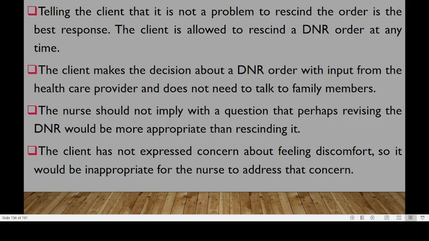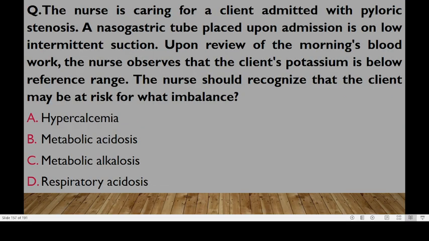The client makes the decisions about the do not resuscitate order with input from the healthcare provider and does not need to talk to family members. The nurse should not imply a question that perhaps revising the do not resuscitate order will be more appropriate than rescinding it. The client has not expressed a concern about feeling discomfort, so it will be inappropriate for the nurse to address that concern.